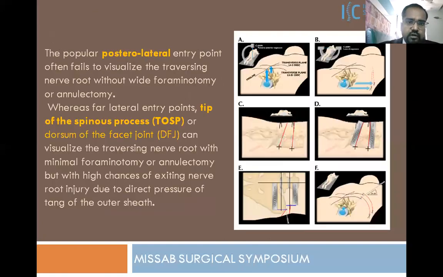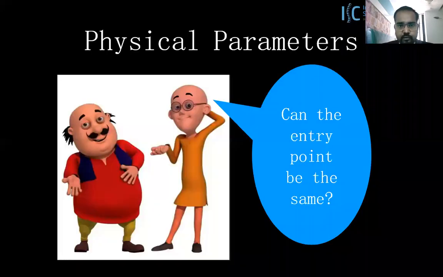The popular posterolateral entry point often fails to visualize the traversing nerve root without a wide foraminotomy and annulectomy, whereas the far lateral entry points, that is the TOSP and the DFJ, can help visualize the traversing nerve root with minimal foraminotomy and annulectomy, but with high chances of exiting nerve root injury due to the direct pressure of the tang of the outer sheath. This is an image describing Yeung's method of drawing the posterolateral entry point.